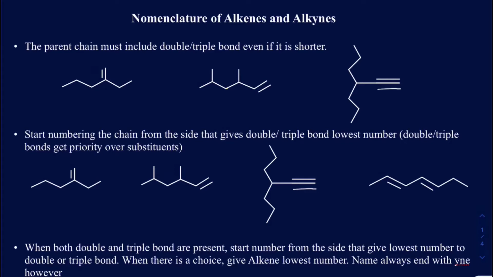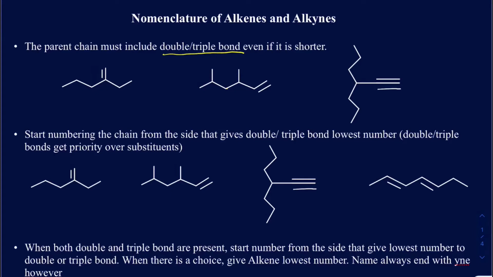So let's start out with the simple rules here, and you must follow these rules in order to be better at naming the compounds. The first rule says you must pick your parent chain, and in this particular case your parent chain must have the double bond or the triple bond included. Sometimes your chain may get shorter when you include the double bond or triple bond because the other end could be longer, but that's completely okay. You must have the double bond and the triple bond included.